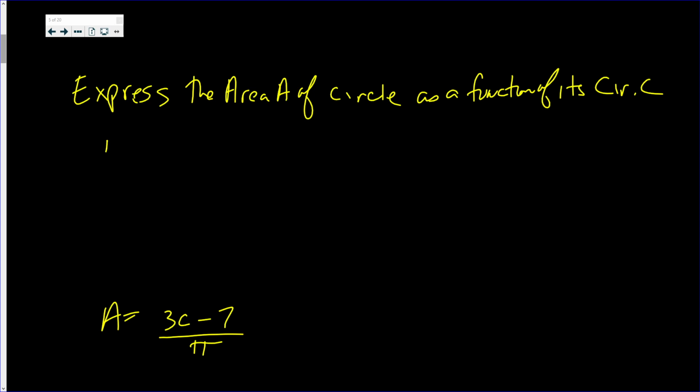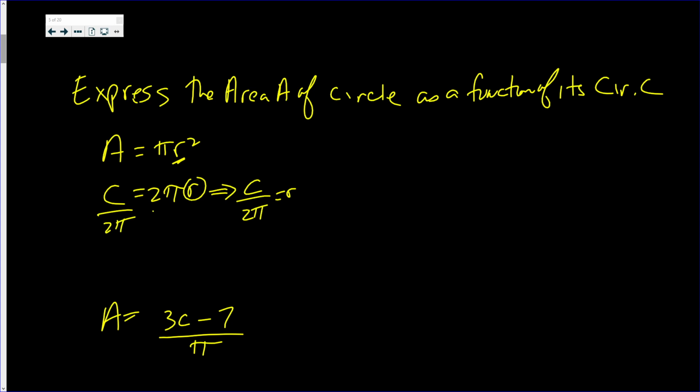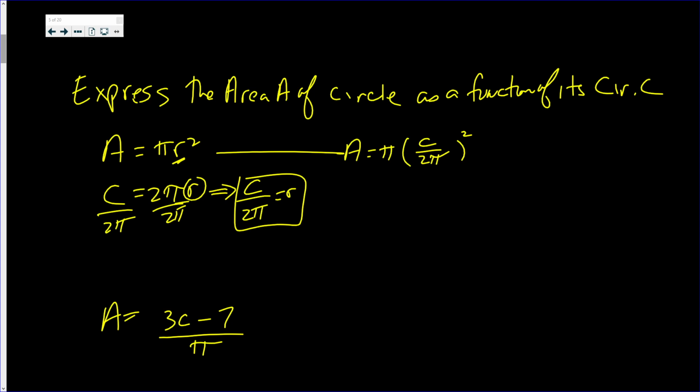Well, we know that the area is pi r squared, but that has r in it. Circumference is 2 pi r. Oh, I can solve for r and then plug it in there. C divided by 2 pi is r. Just divide both sides by 2 pi to see that. So I know that A is equal to pi r squared. I'm just going to write r that way. r is C divided by 2 pi.